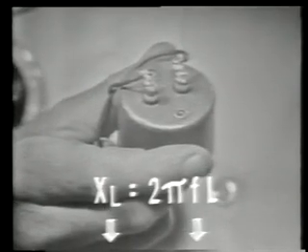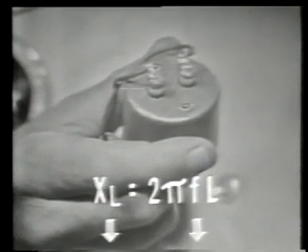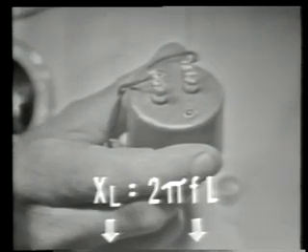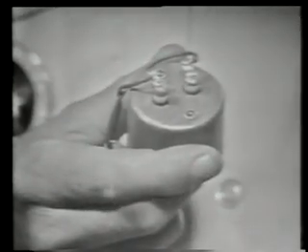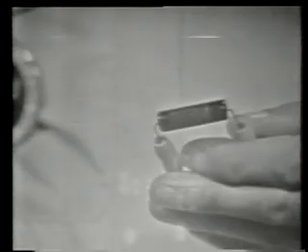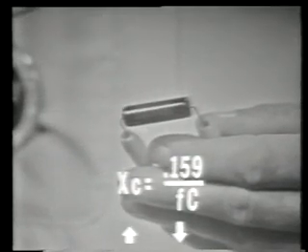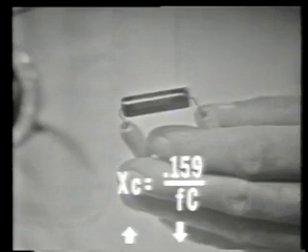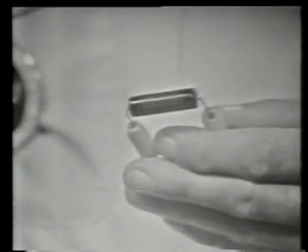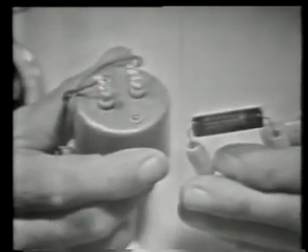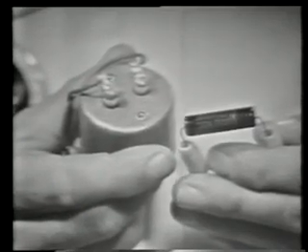X sub L, inductive reactance, is the opposition an inductor offers to current. At a low frequency, the inductive reactance is small. At a high frequency, it's large. X sub C, or capacitive reactance, is the opposition a capacitor offers to current. At a low frequency, it's high. At a high frequency, it's low. By plugging these two components into our circuit, we can meet the requirement for frequency-sensitive components to operate the filter.